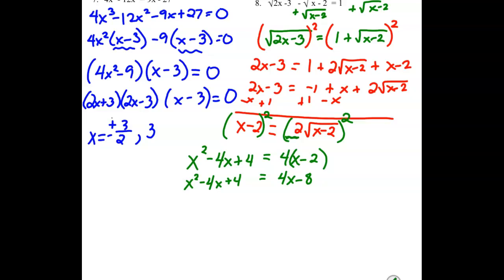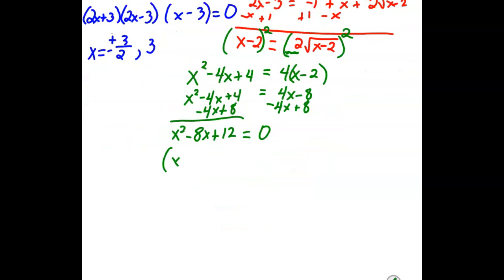From here, we're going to subtract everything to one side, or I should say move everything to one side. X squared minus 8x plus 12. And now I can factor. What factors am I looking at here? Okay, both negative. So possible solutions are 2 and 6. And then we definitely would want to plug these back in and check them in the original equation.